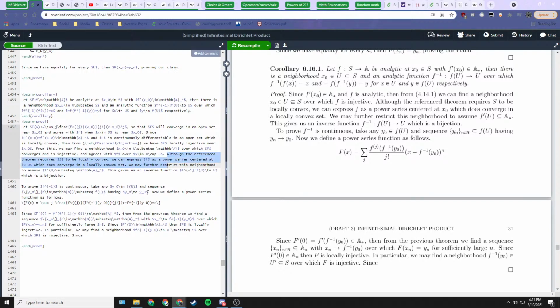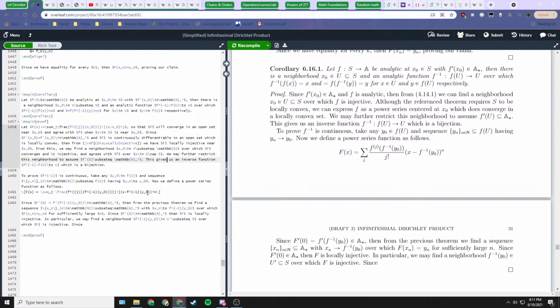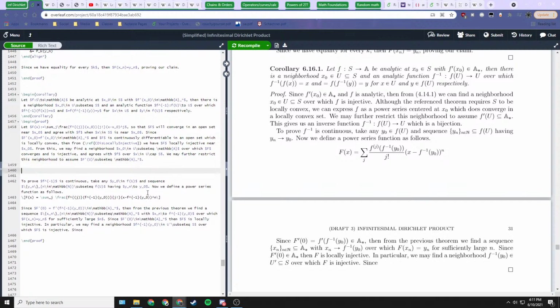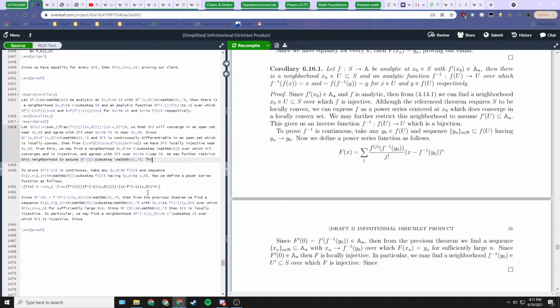So we actually don't need this note. And we can say we may further restrict this neighborhood to assume f prime of U is a subset of A star. Okay, so then we have this gives us an inverse function.